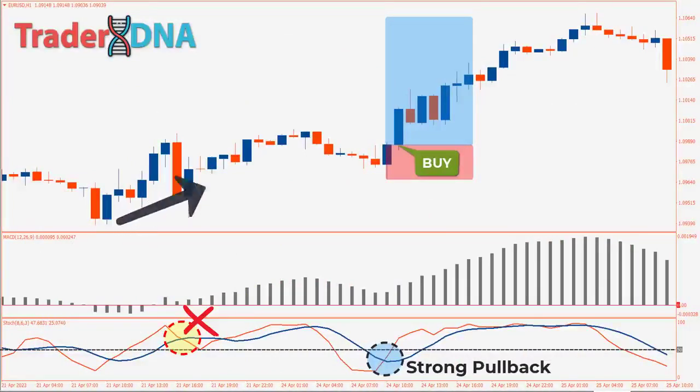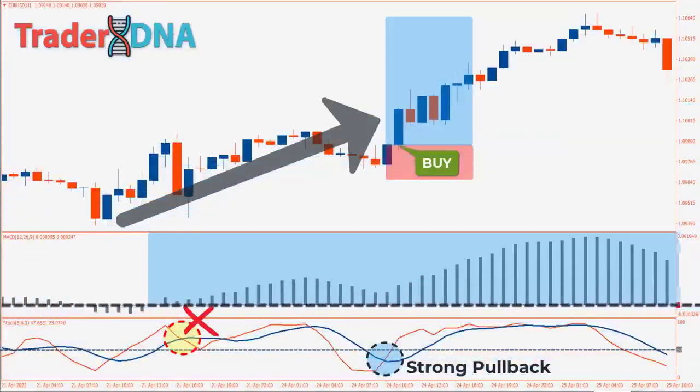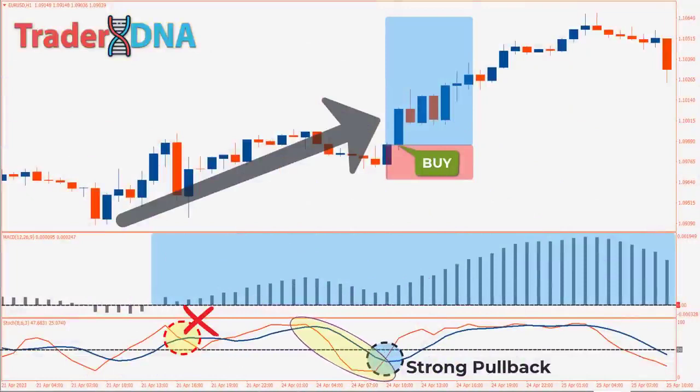The market is currently in an uptrend, which is indicated by the MACD histogram being above zero. As we discussed earlier, when the MACD histogram is above zero, we focus on finding buy signals. The most advantageous time to enter a buy position is after a significant pullback. In this case, you can observe that after the market experiences an uptrend, as shown by the MACD histogram above zero, the price starts to decline significantly.